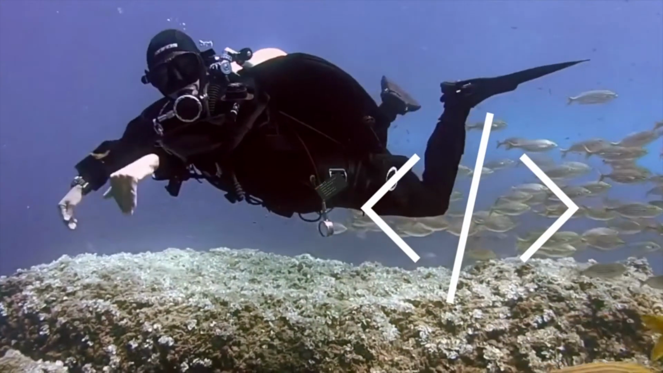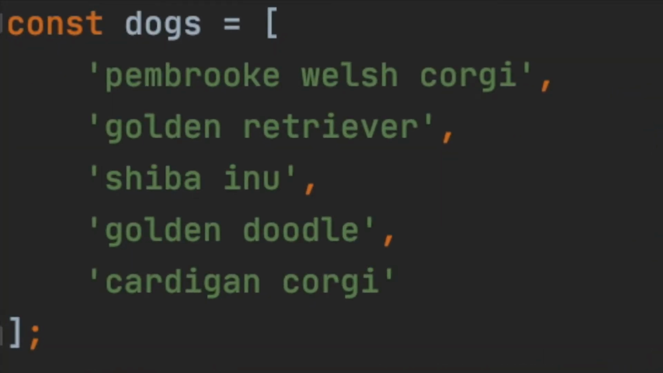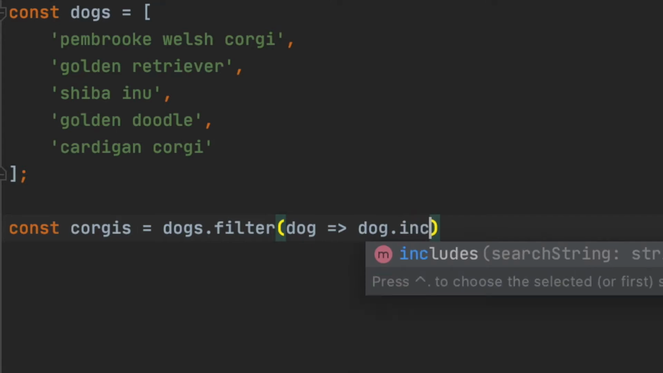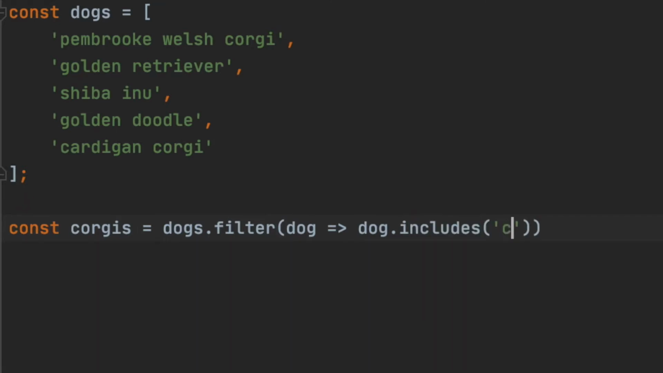Let's dive into some code. Here we have the array we talked about earlier with a list of dog breeds. We'll create a new array called corgis and use our filter function. In our array criteria, we'll use the includes method, and we'll check to see if the string includes corgi. We'll make sure to do a console.log so that we can print out our result in the terminal.